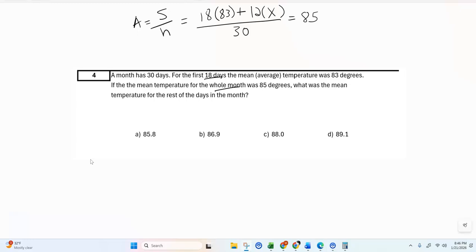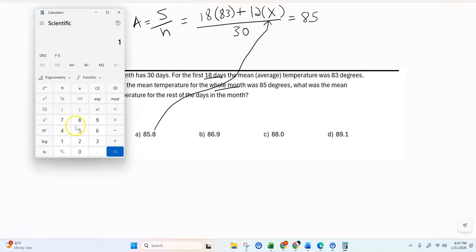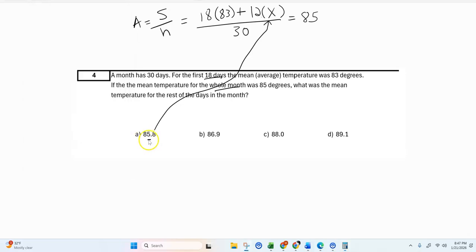So there are two ways to do it. We can do the algebra, multiply both sides by 30, and then subtract out everything. Or we can just try choices. We remember this is the unknown, so we can try choice A, put it there and see what we get. Again, use parentheses: 18 parentheses 83 parentheses plus 12 parenthesis times 85.8. I'm going to try A, doing back solving using the answer choices.